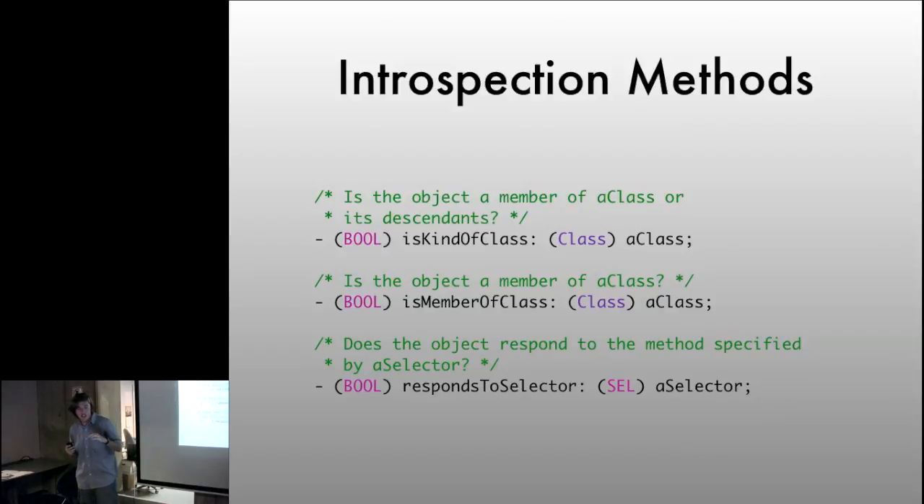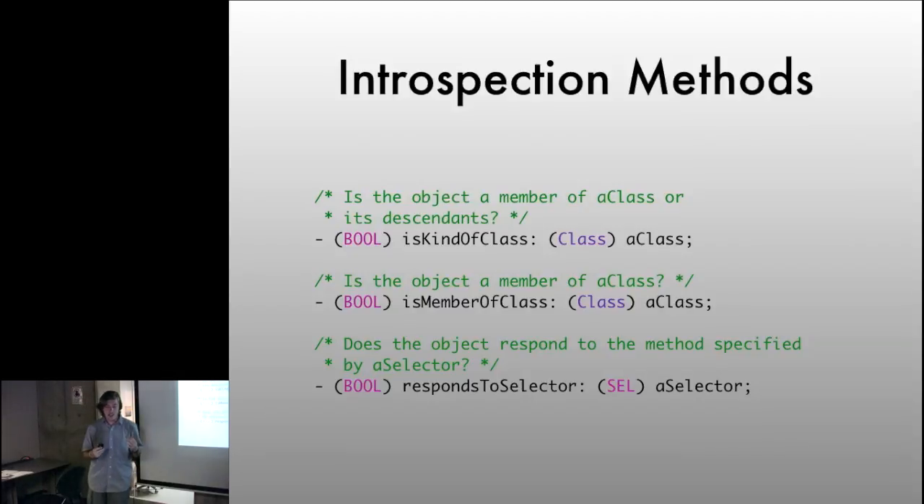isKindOfClass returns true if the object is some kind of this class or one of its descendants. isMemberOfClass is slightly more specific, and it excludes descendants. It's only true if it's of this exact type. Generally, these are not necessary, and if you find yourself using these a lot, you're probably doing it wrong. But they're there for you in times where you do need them.